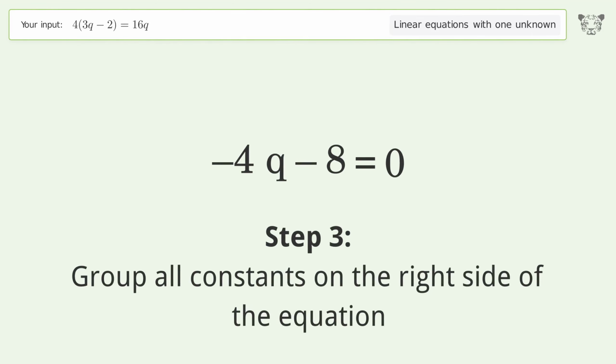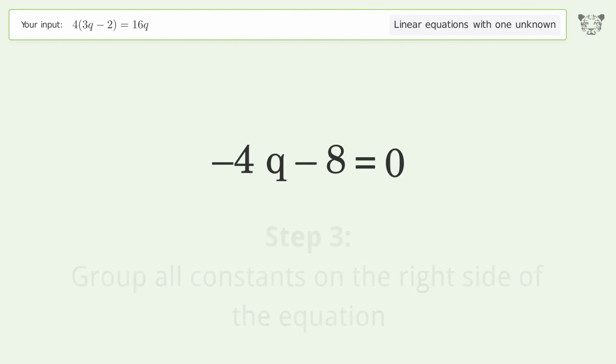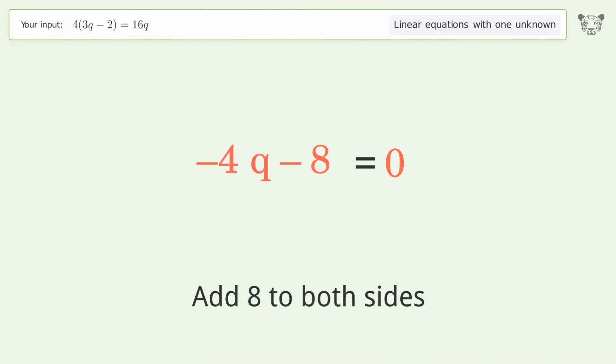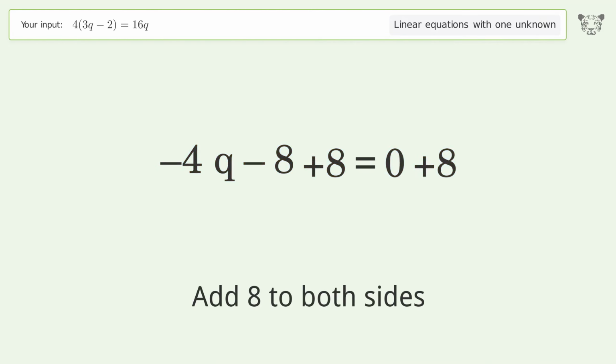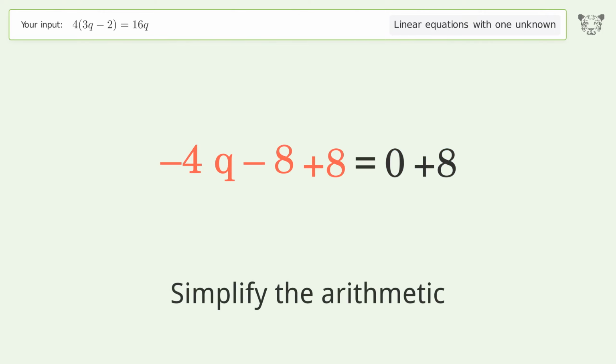Group all constants on the right side of the equation. Add 8 to both sides. Simplify the arithmetic.